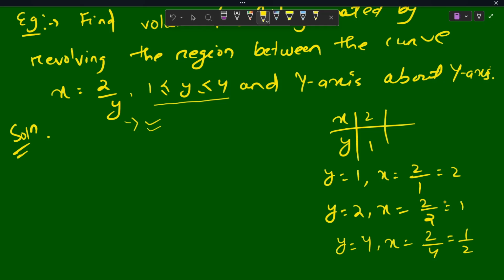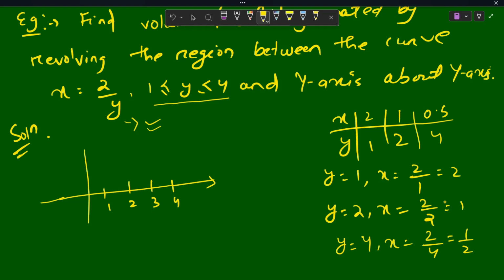So write down all these things here. It would be y 1, then x 2, then y 2, then x is 1, then y 4, then x is half, half means 0.5. So let's draw this. There's 1, 2, 3, 4, and these values we can take accordingly. On the x-axis, only 2 is the highest value, so instead of writing 3, 4, I can just write 1, 2.